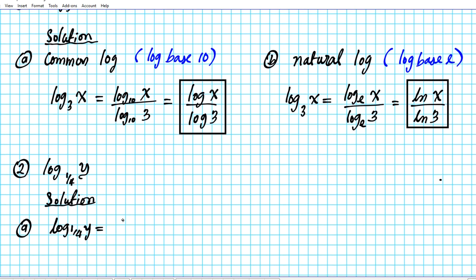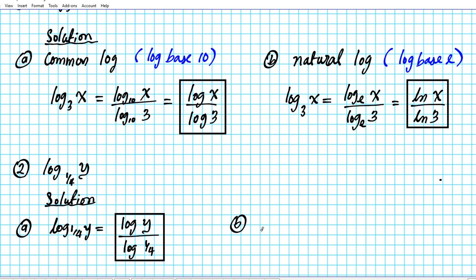Okay, so it's going to be log base 10. Remember, you don't have to specify the 10 for common log of the argument, which is y, divided by log base 10, you don't specify it, of the base of your logarithm, which is 1/4. And that is the answer to question 2a. Notice we skipped this step right here. Alright, let's take a look at the B part.